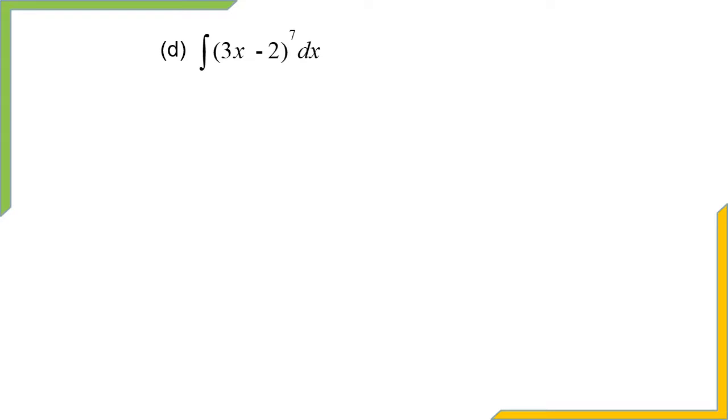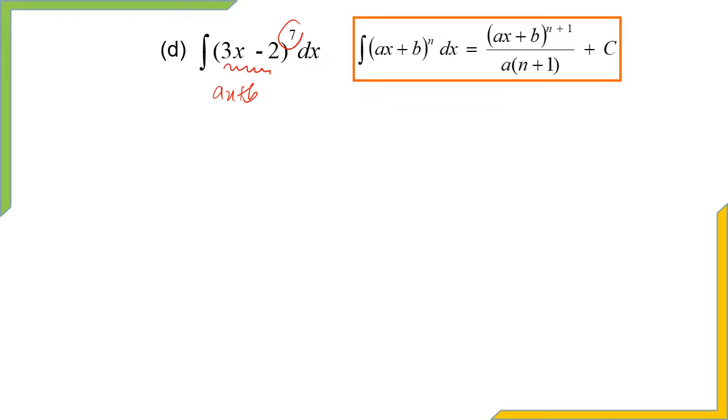For question D, we have integration of 3x minus 2 all to the power of 7 with respect to x. Now, we have the power of 7. We cannot expand, right? So what we need to do is to apply the general power rule. But we have to make sure that everything inside the bracket is in the form of ax plus b. So, applying the general power rule, what do we get? This ax plus b will be copied back. So, we have ax plus b here is 3x minus 2.